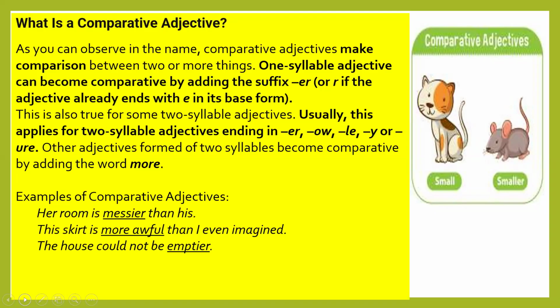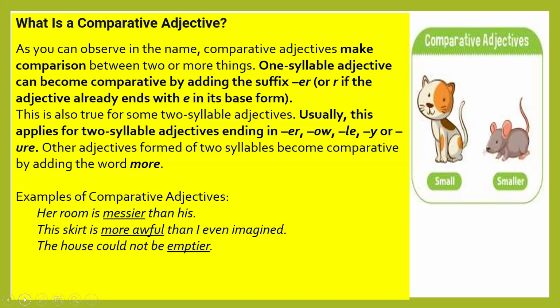I will make separate videos on adjectives again, so no need to be confused. Other two-syllable adjectives become comparative by adding the word more. So one-syllable adjectives add the suffix er or r. Two-syllable adjectives usually apply to those ending in er, o, w, ley, or ure. If it has more than two syllables, we add the word more to make a comparative adjective.